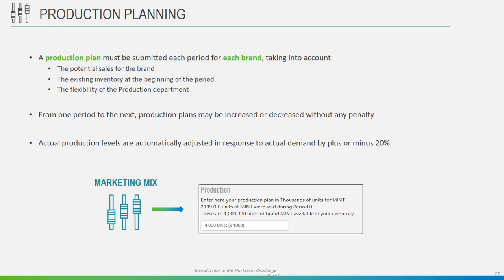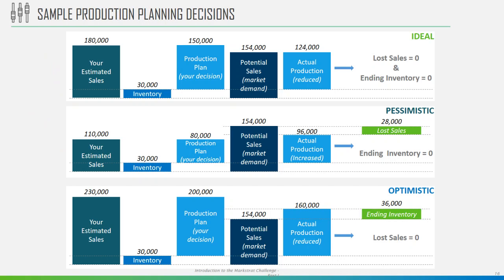Okay, so again, this just allows you to reduce the number of units left over or reduce the number of units lost out on if you sell out. Okay, so you'll specify that. So here are some production planning decisions. For the top one, you think you'll have 180,000 units sold. You've got 30,000 in inventory, so you need to produce just to get up to that 180. So 180 minus 30 is 150. So 150,000 you decide to order.